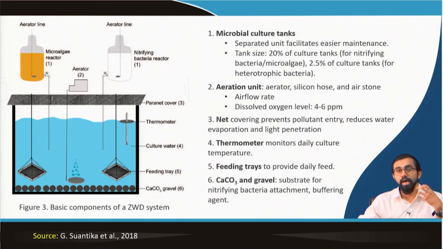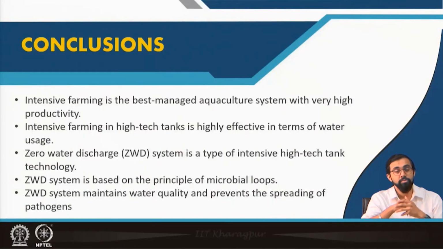Aeration unit, in general, aerators, silicon hose or air stones are used. Airflow rate you have to maintain based on the volume of the reactor and the expectation, like stock intensity, etc. Dissolved oxygen level has to be maintained at 4 to 6 ppm. The net covering is given to prevent the pollutant entry and reduce the water evaporation and the light penetration. Thermometer is used to monitor the daily culture temperature, and feeding trays are provided to daily feed, and I already discussed the requirement of the calcium carbonate and the gravel.